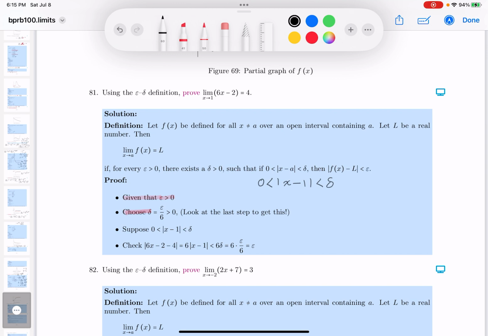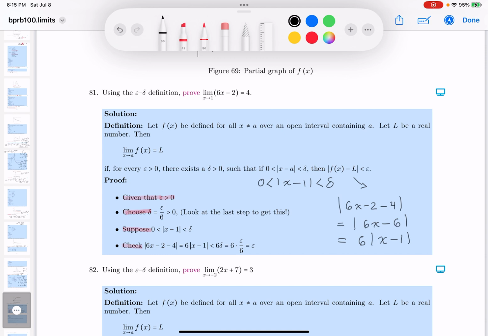All right? And then what you've got to do, we just did this part over here, suppose. We just wrote that down. We need to check. Let's write that down. What do we need to check? We need to check this second part. Well, what's f of x? f of x is 6x minus 2. What's the L? We believe the L to be 4. Now, I'm going to simplify this, and this is going to be the absolute value of 6x minus 6. I'm going to factor that, and you would get 6 times the absolute value of x minus 1.